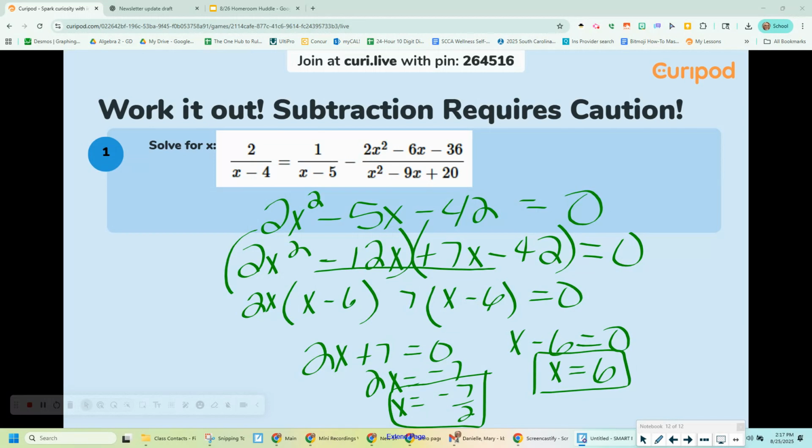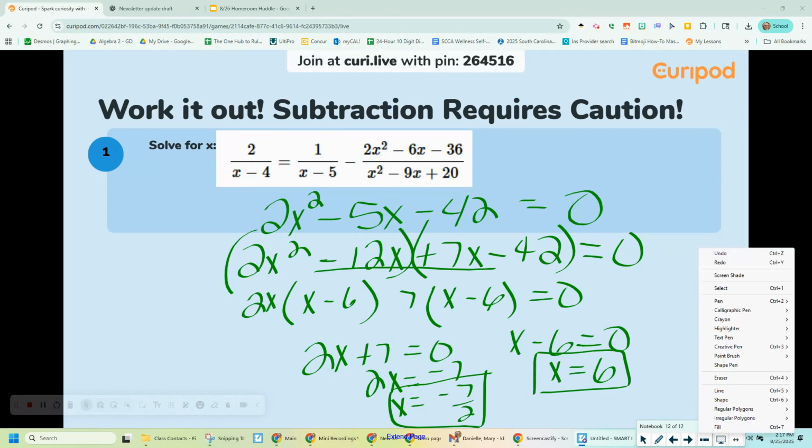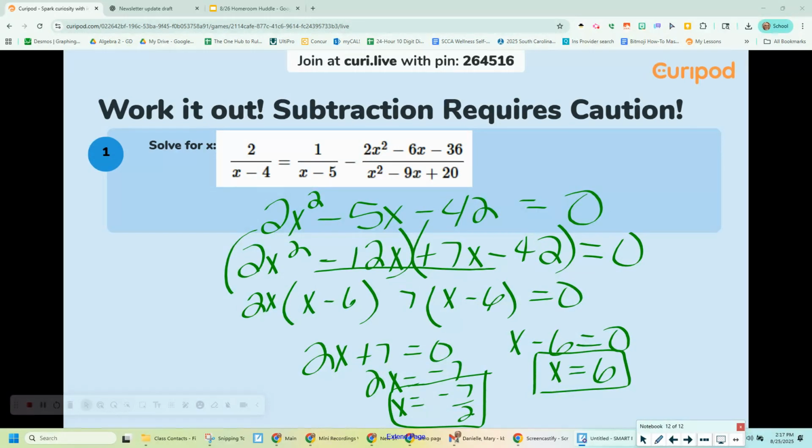What did I not do again? I should have done it. I have to get in the habit of that. I've always done it last, but this wants you to do it at the beginning. We were supposed to set all of those denominators equal to 0 to find x cannot equal 4 and x cannot equal 5. So I did not find either one of those as my answers.